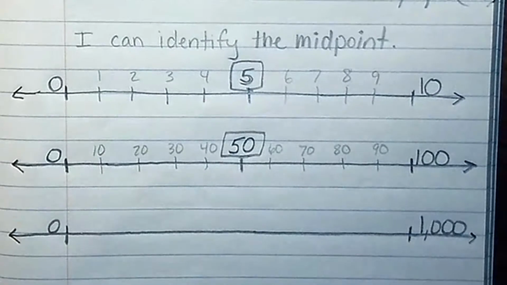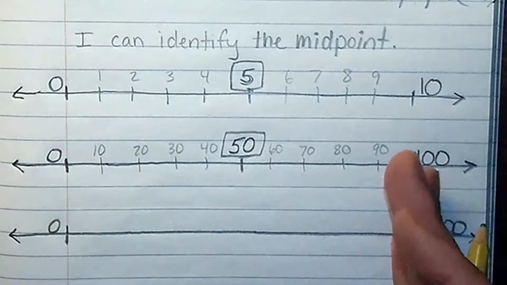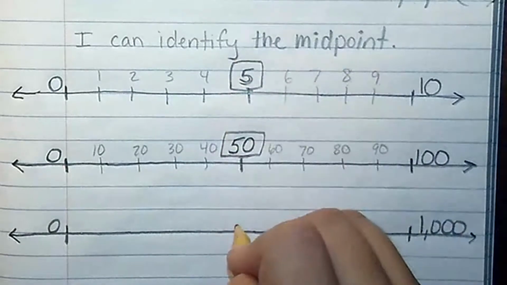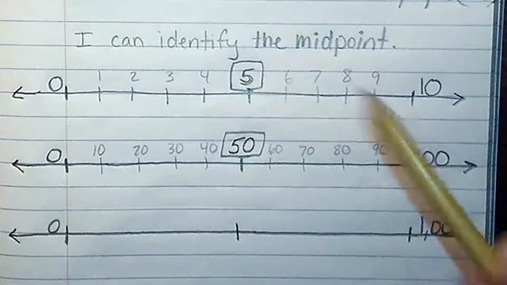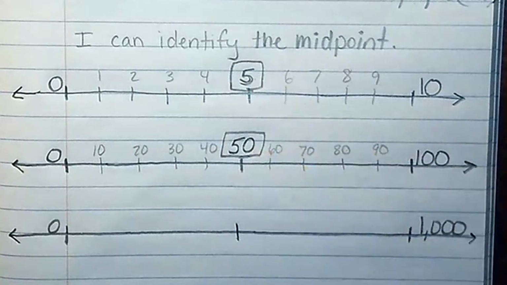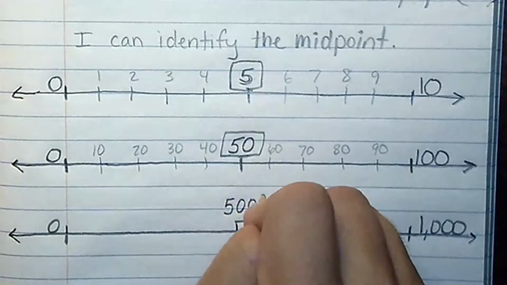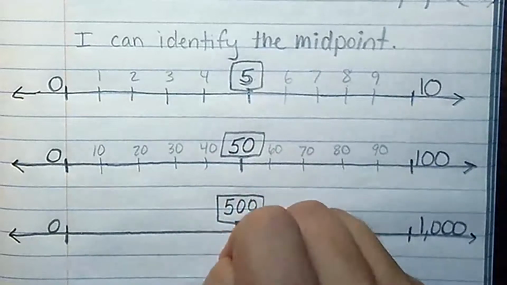I'm trying to figure out what number comes right in the middle of 0 and 1,000. And I know it's going to follow this pattern here. So first I had 5, and then I have 50. What number do you think will be right in the middle? If you said 500, that was an excellent guess. You're exactly right. 500 is our midpoint.